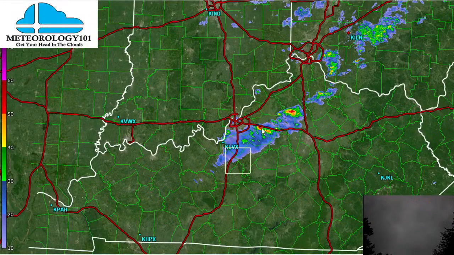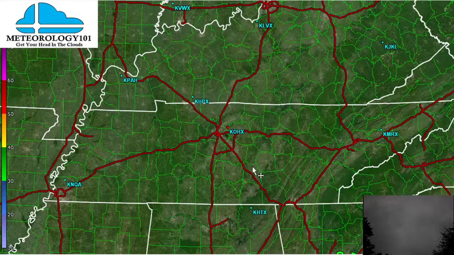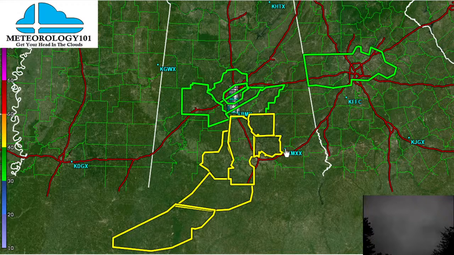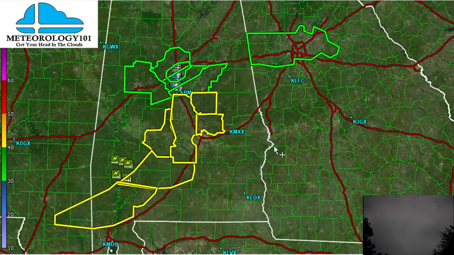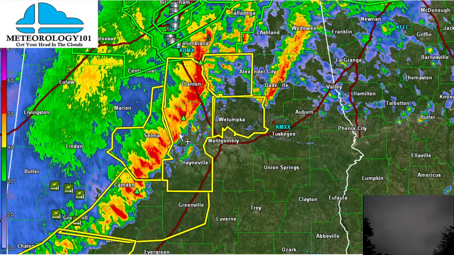Let's go back to the south. Back on all of our warnings here. CamXX. Download the loop there. Alright, like I said, we can see our line now. Let's go back to our warnings window.